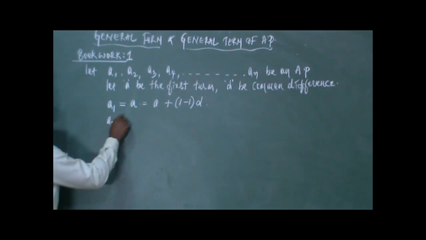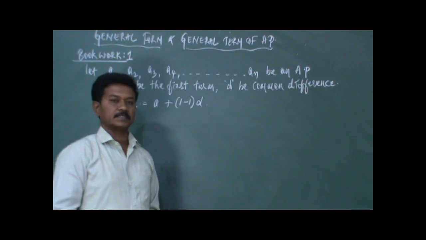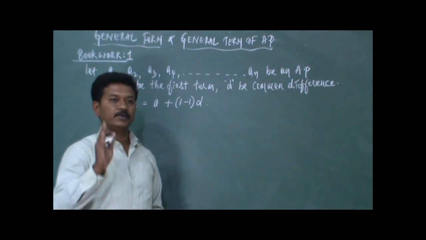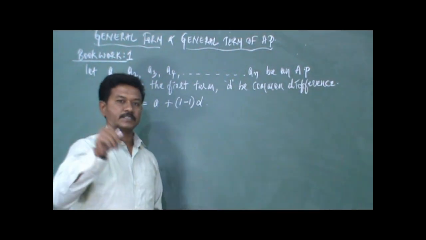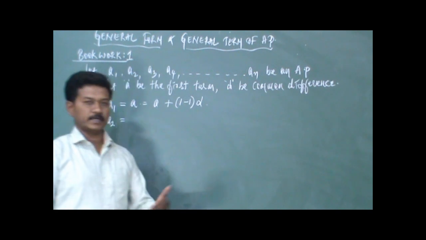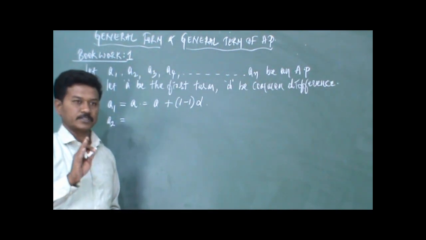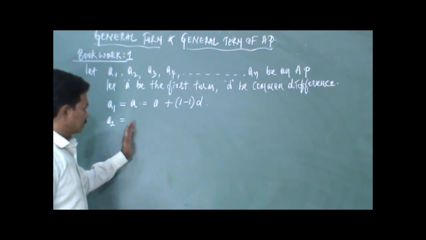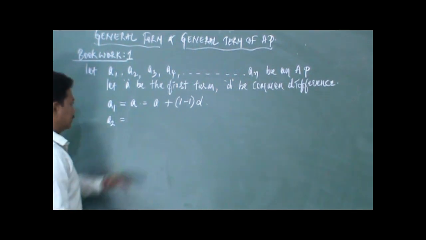According to the concept we learned yesterday in the previous class, if you want to get the second term in an AP, you have to add one time the common difference to the first term. That was the thing we had learned in the previous class. So if you add one time the common difference to the first term, you are going to get the second term. That concept I am going to write down on the board mathematically. Let us see how it goes.